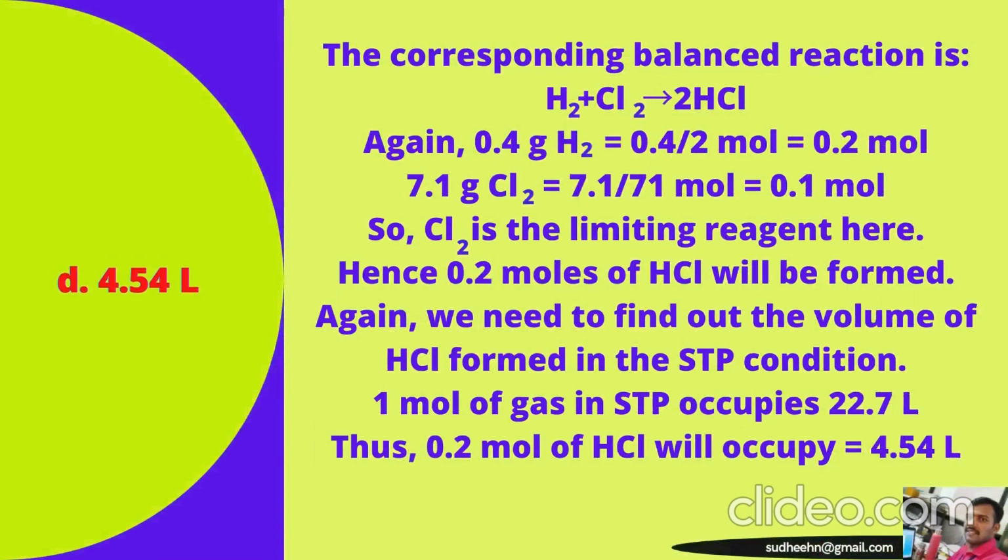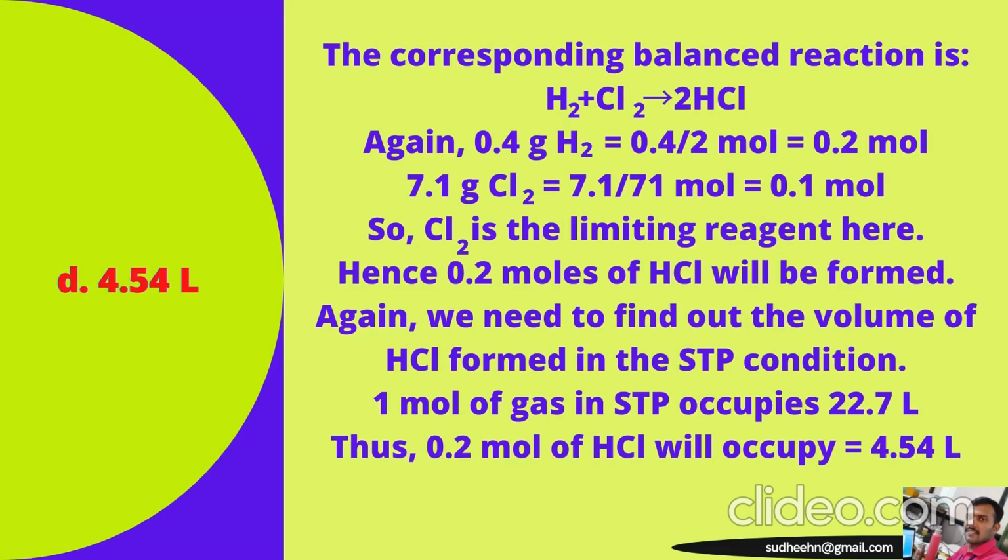That is by using the balanced chemical equation: when hydrogen gas reacts with chlorine gas, it will give 2 molecules of hydrogen chloride. So again, 0.4 grams of H2 is equal to 0.4 divided by 2 moles, because hydrogen has 2 atoms, that is equal to 0.2 mole. 7.1 gram of chlorine is equal to 7.1 divided by 71 moles, that is equal to 0.1 mole. So Cl2 is the limiting reagent here, hence 0.2 moles of HCl will be formed.